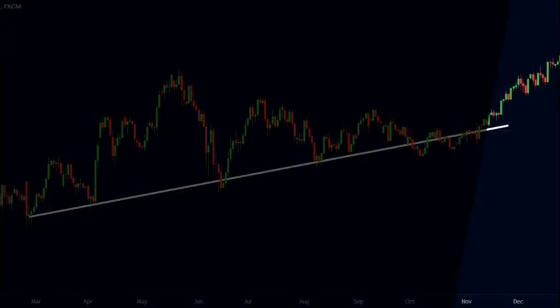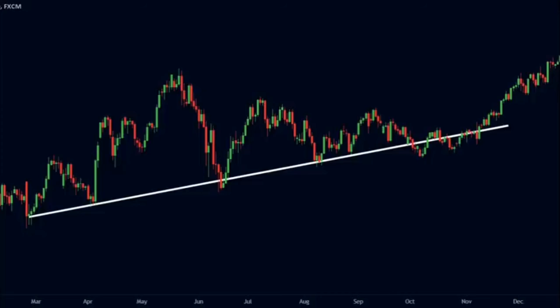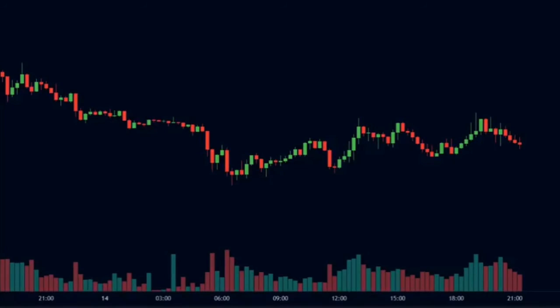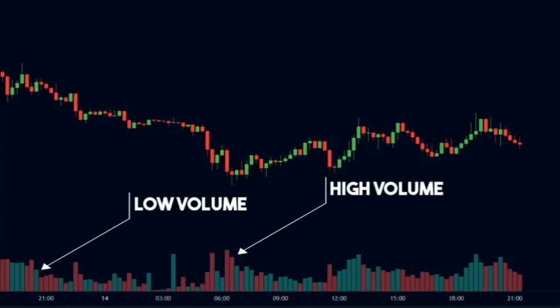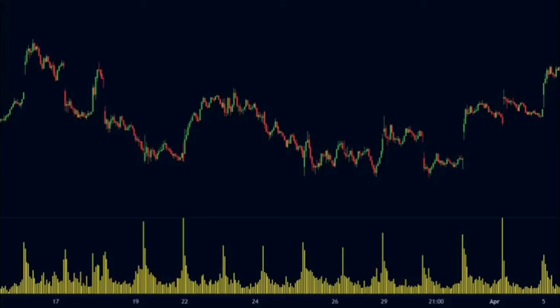The volume indicator simply shows the amount of shares being bought and sold during that particular period of time. We don't need the exact volume of each candle. Instead, we will just look at the size of the volume bars and compare them with each other. Let us look at a trade example to understand the strategy.